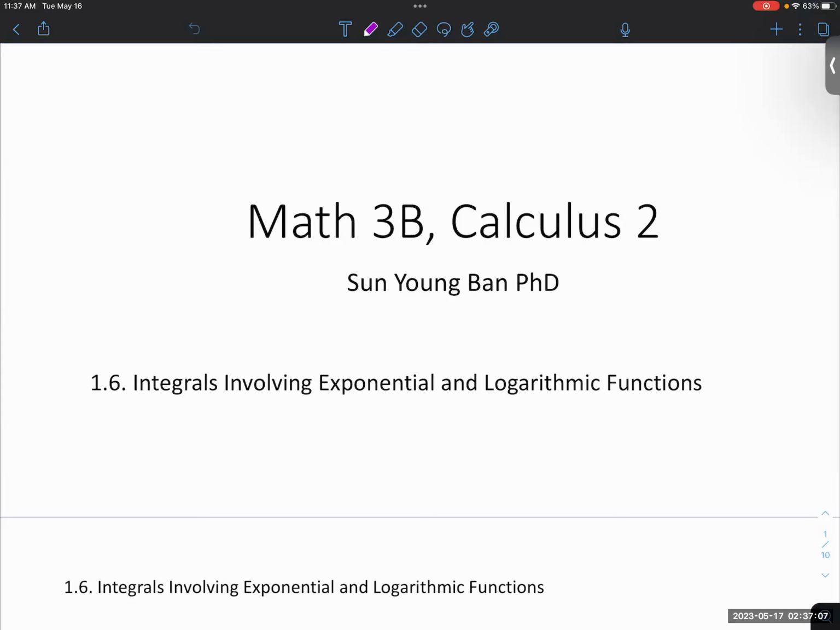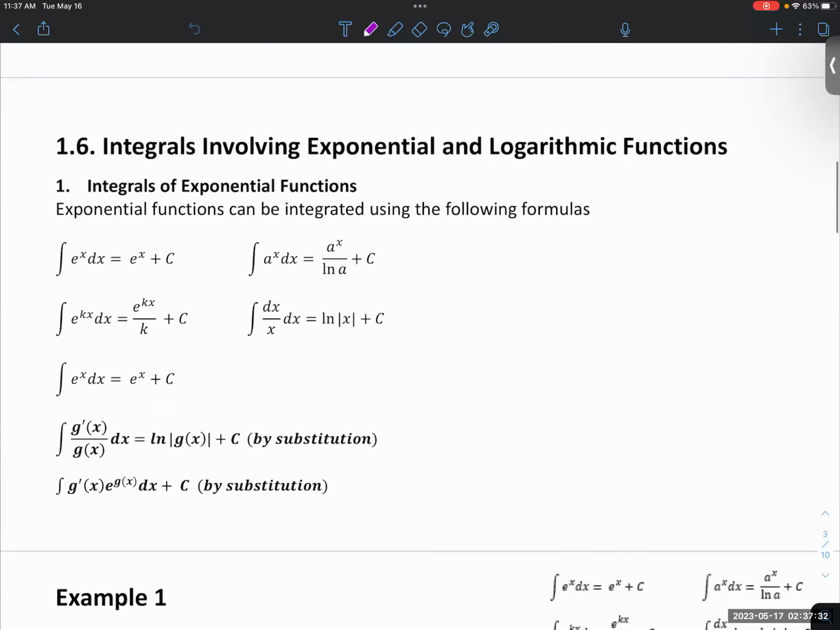As you know, you've been learning so many different kinds of functions since a long time ago: linear function, quadratic polynomial, rational, trigonometry, exponential, log function, composition function. Especially in the last video, 1.5, we talked about how to take the integral when you are dealing with the composition function. So in this video, we are going to talk about how to take the integral when you're dealing with the exponential and logarithmic function.